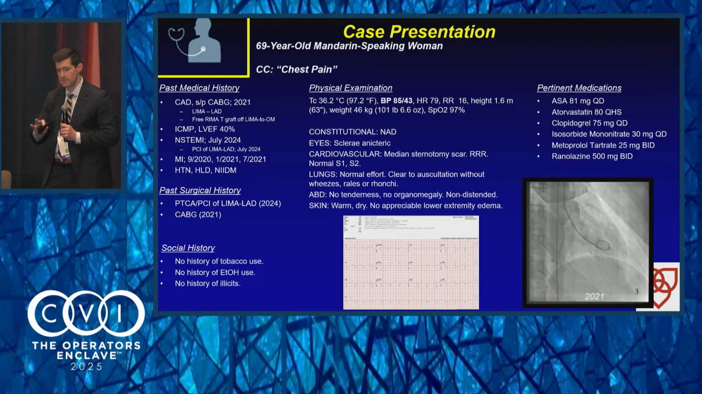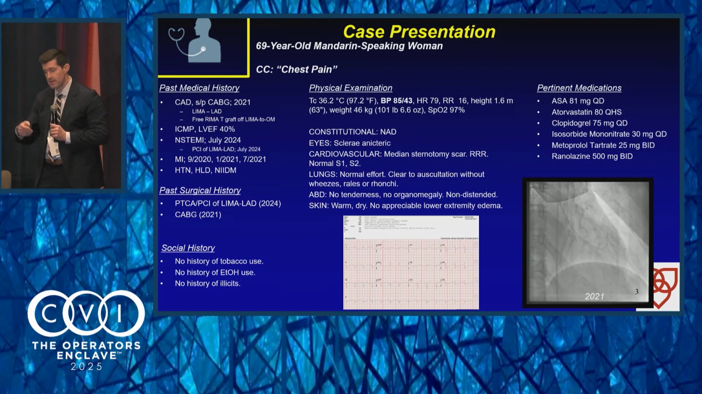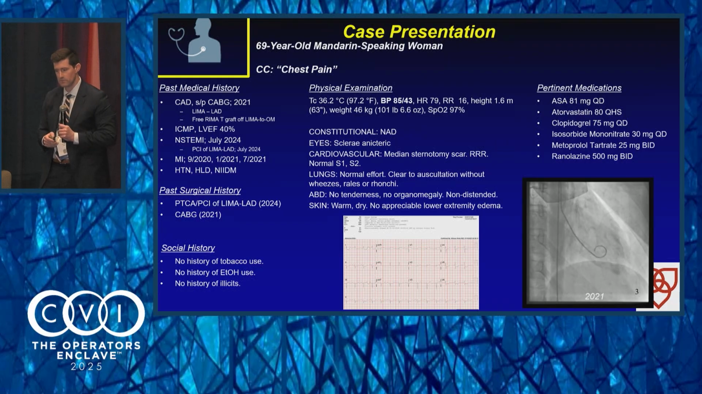So she has a LIMA to LAD and then a free RIMA T graft off of the LIMA to her OM system. She came back about a year prior to this presentation to a different medical center, and they stented immediately proximal to the anastomosis of the LIMA to the LAD. And so she's coming back in now with chest discomfort.